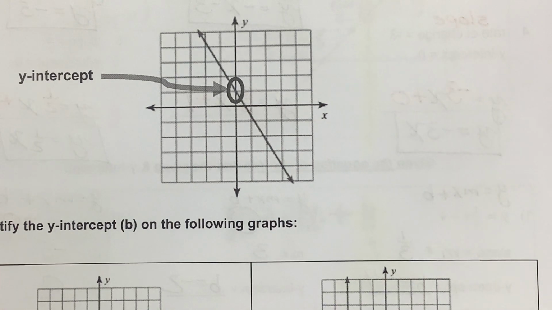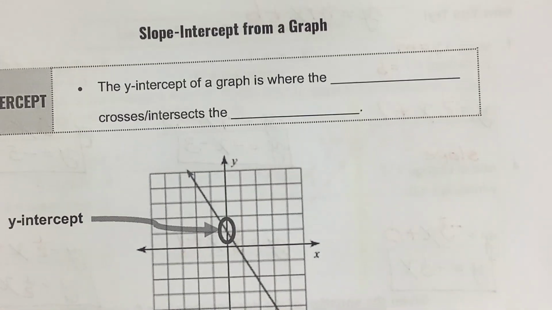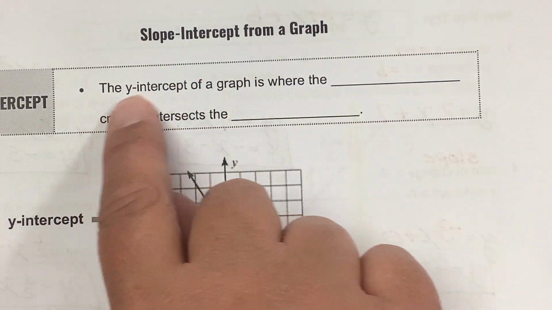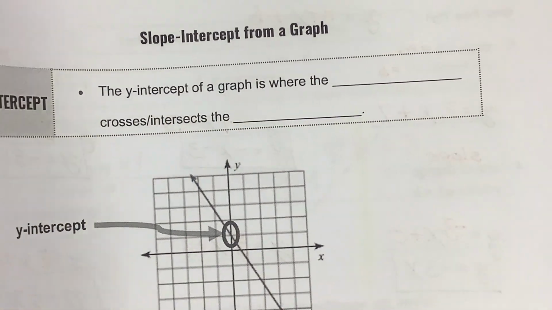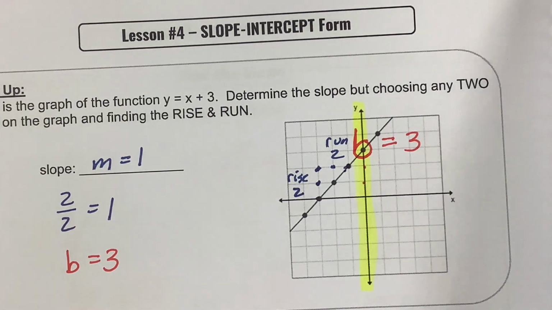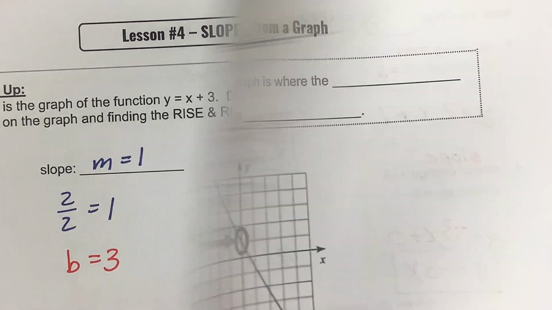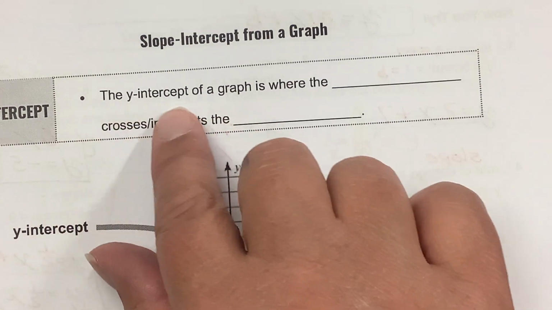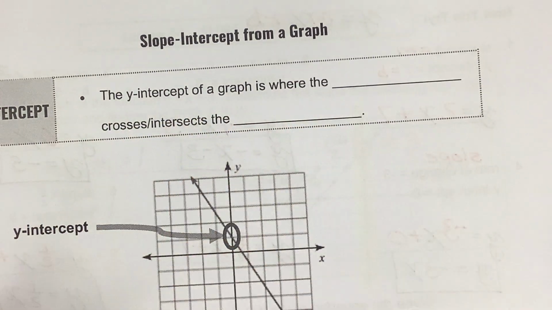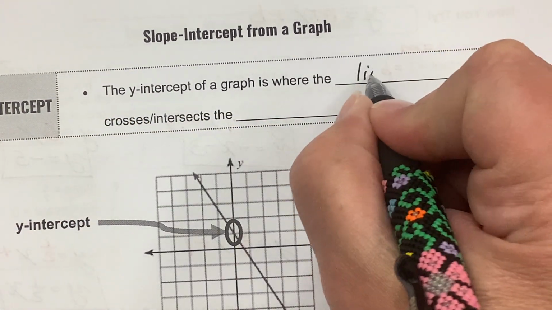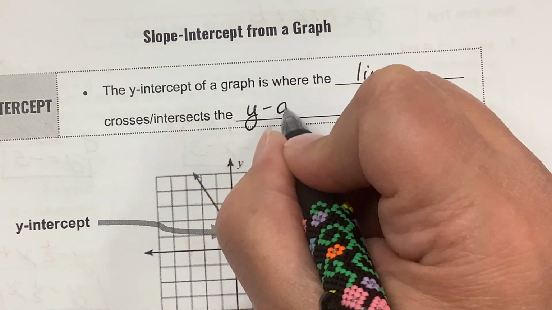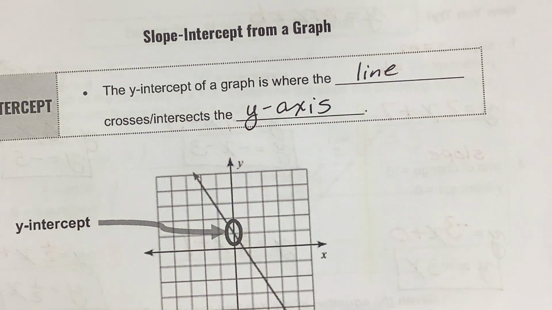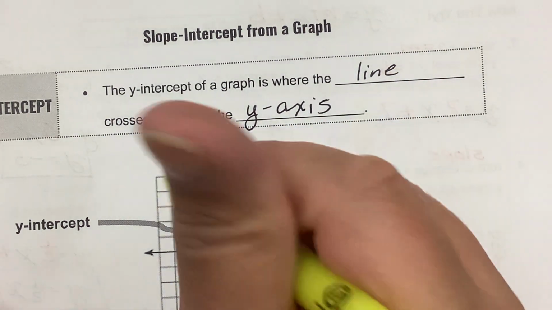Here we go. Starting at the top. Slope-intercept. The y-intercept of a graph is where the what? Let's look back. What do we have back here? The line intercepts the y-axis. The y-intercept of a graph is where the line crosses or intercepts the y-axis. And to make it more clear, I'm going to highlight the y-axis.